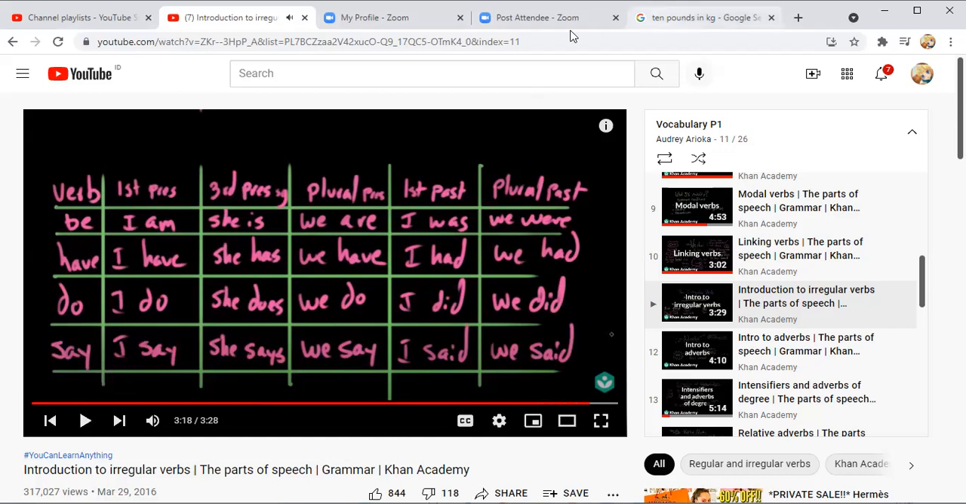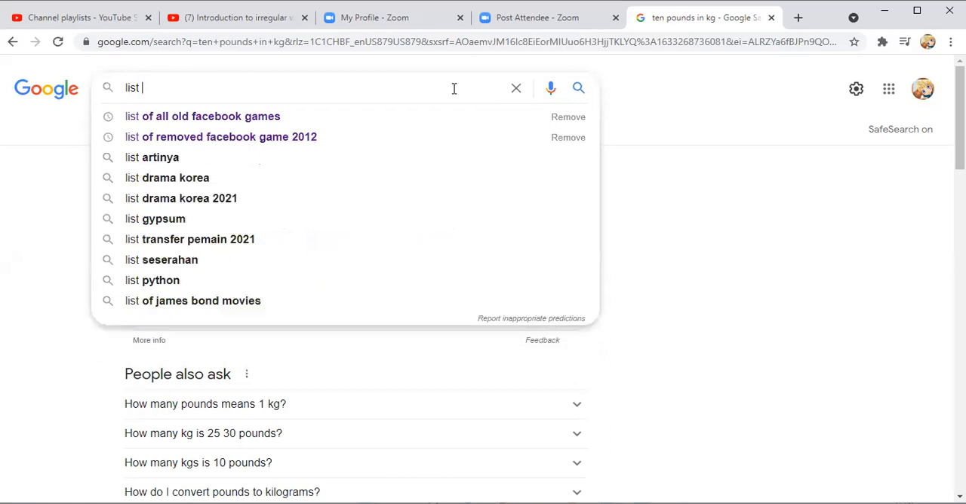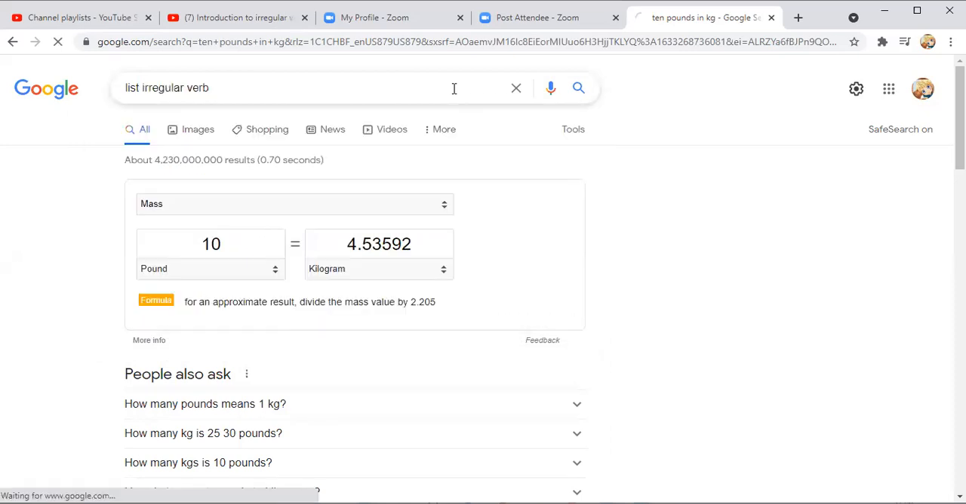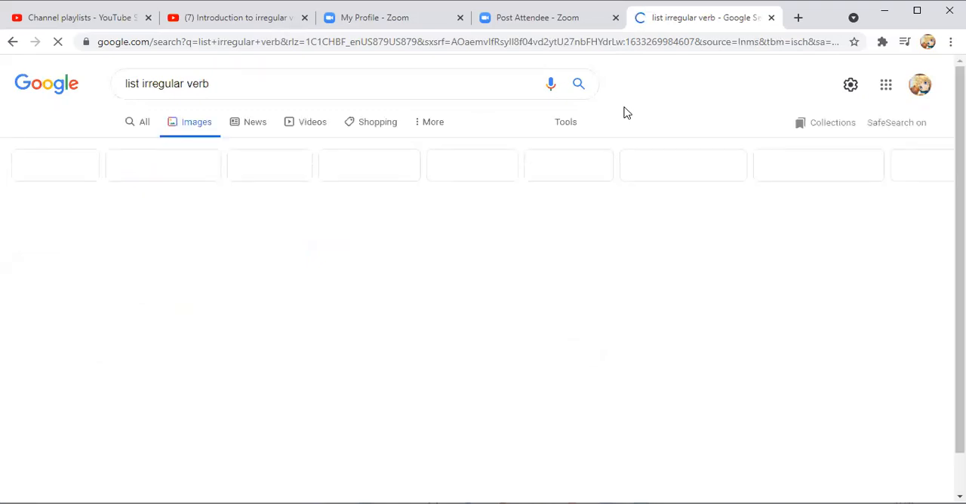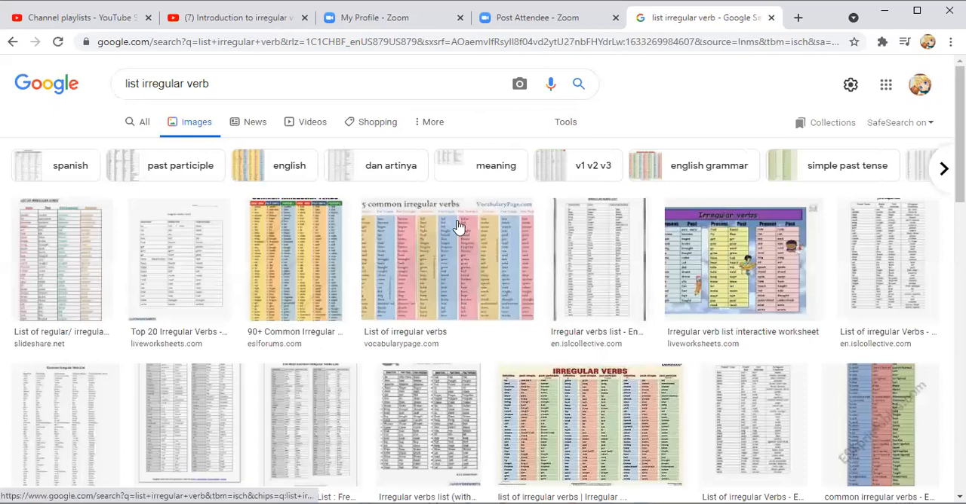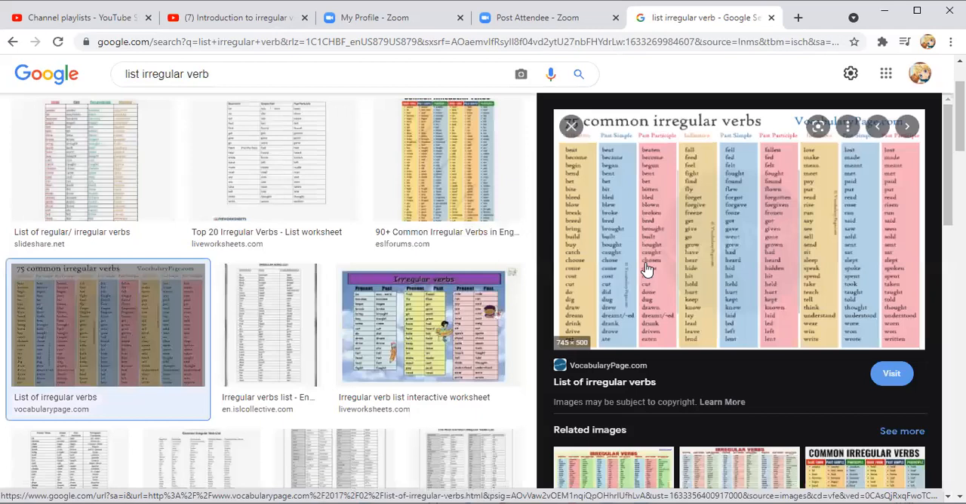Yep. And then I'm going to show you a list of irregular verbs. There's so many. Blow, blew, blown. Break, broke, broken. Bring, brought, brought. Build, built, built. And whatever else is there. There's so many. And unfortunately, I cannot help you with it because it's irregular. There's nothing you can do except for trying to memorize it.